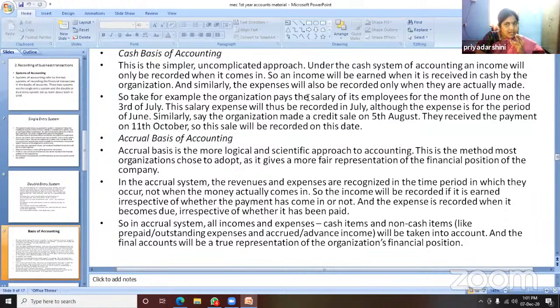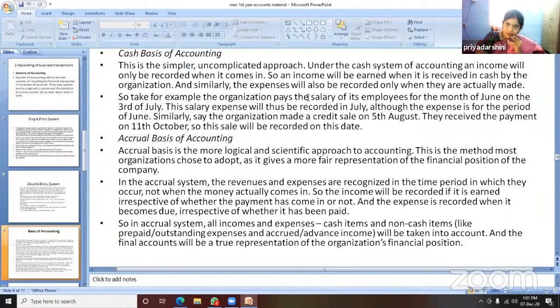So the income will be recorded if it is earned, irrespective of whether the payment has come in or not. And the expense is recorded when it becomes due, irrespective of whether it has been paid. So the accrual system is completely opposite to the cash system of accounting.